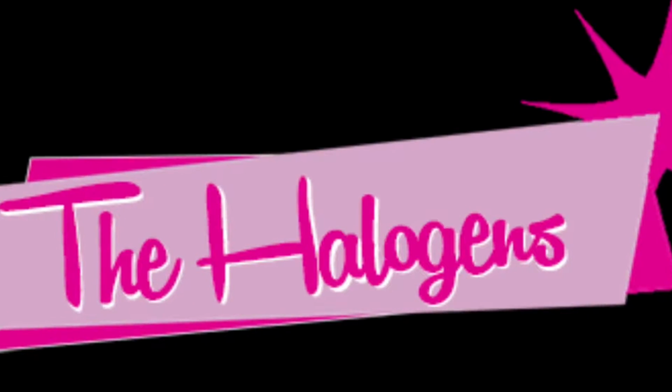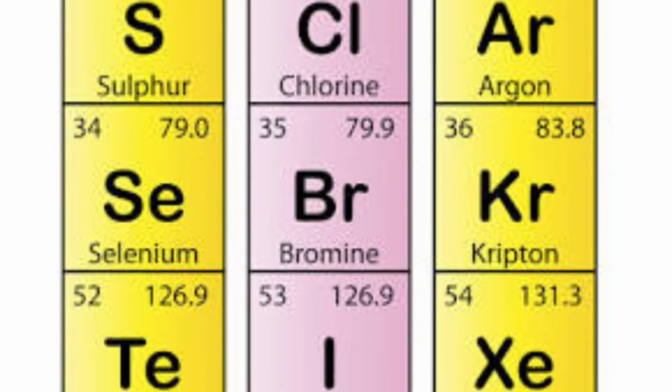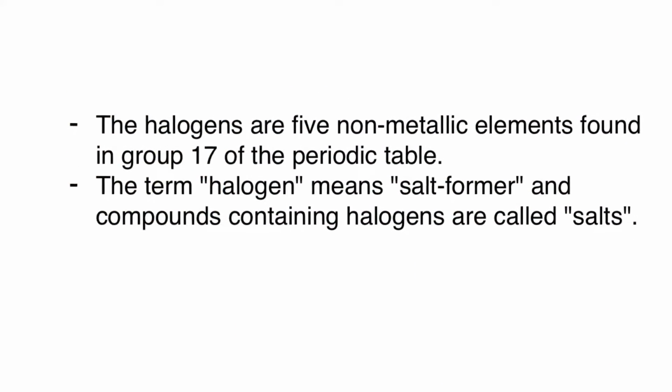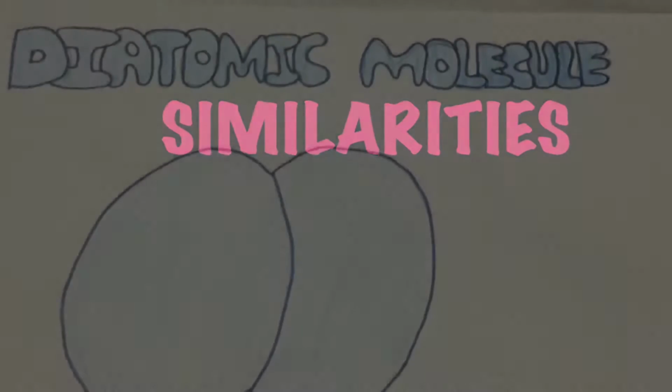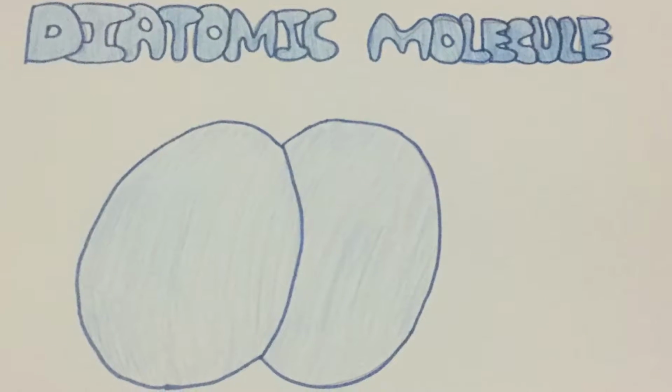The halogens are 5 non-metallic elements found in group 17 of the periodic table. The term halogen means salt former, and compounds containing halogens are called salts. As expected, these elements have certain properties in common. They all form diatomic molecules, and they all form negatively charged ions.